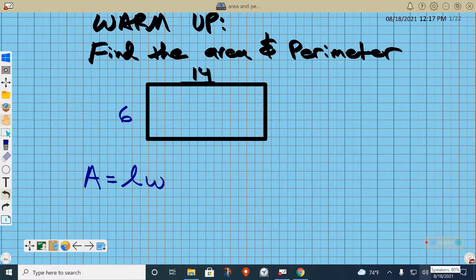We usually represent the length as the longer side. So the longer side is 14 and the short side, the width, is going to be 6. But notice 14, it doesn't say feet, it doesn't say inches, it doesn't say yards, it doesn't say miles, it's just 14 units. So whenever you're doing mathematics and it's a geometry problem and you just see a number, the units would just be the word units.